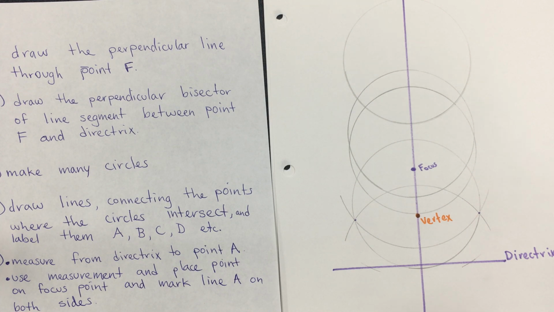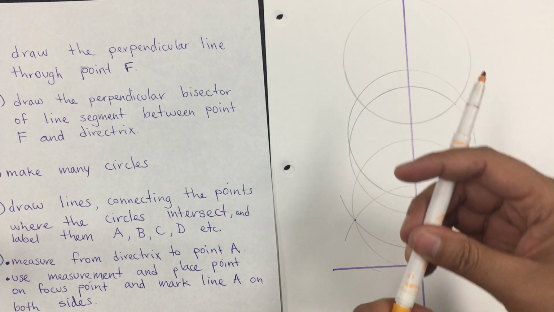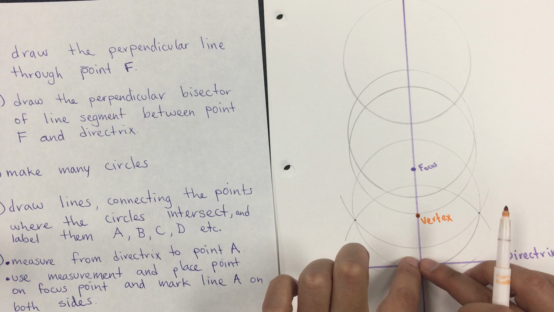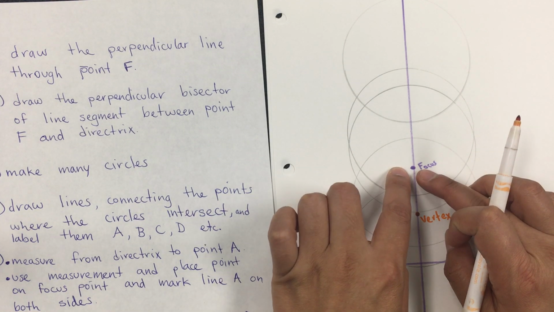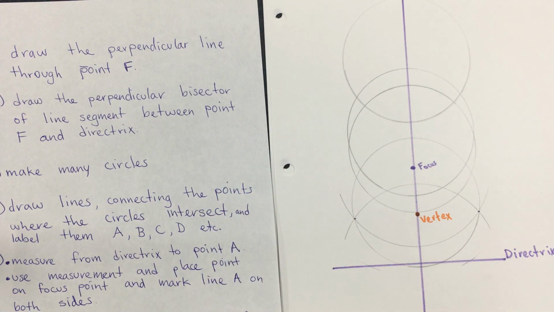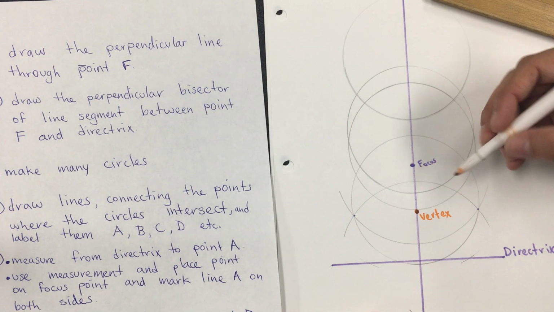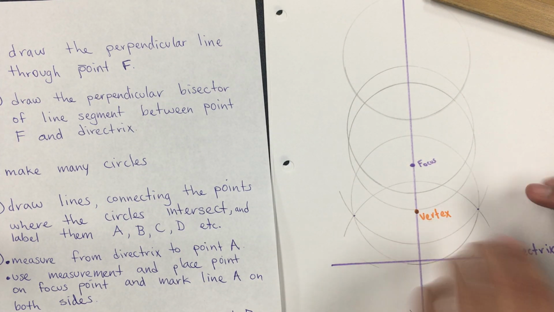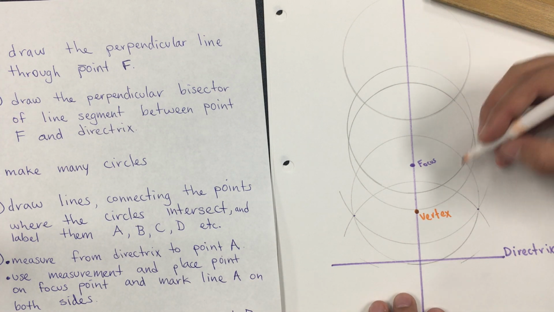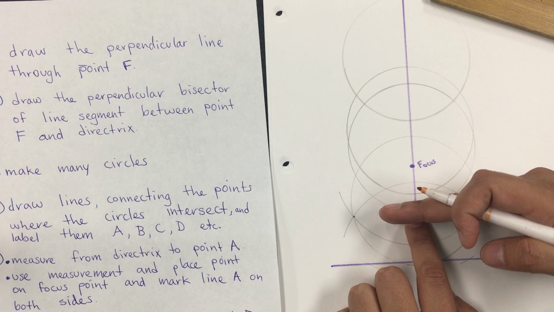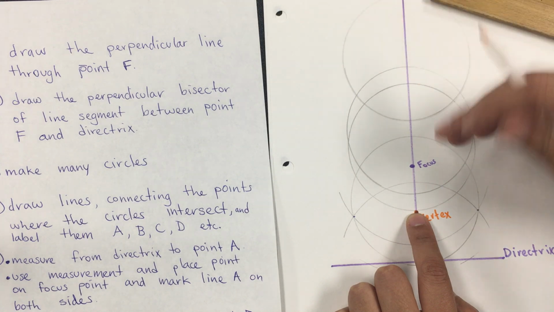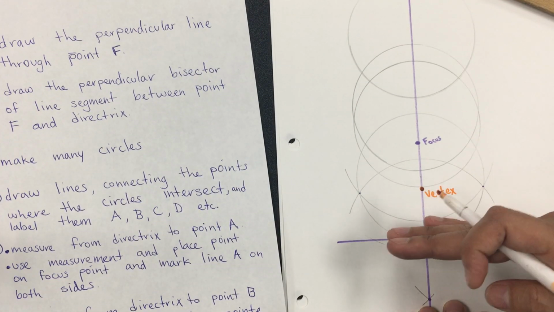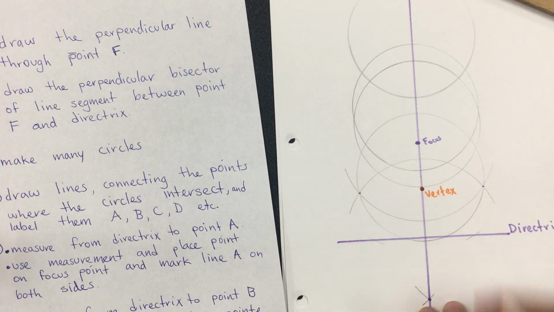Okay, and now I'm gonna use a different color because I want to leave the directrix and the focus as purple. That's very important to make it easier for me. So I'm gonna draw lines. Here I have an intersection, but it's in the vertex. I don't want to use that one. I want to use from the vertex and up if the focus is here, or from the vertex below if the focus is on the other side.